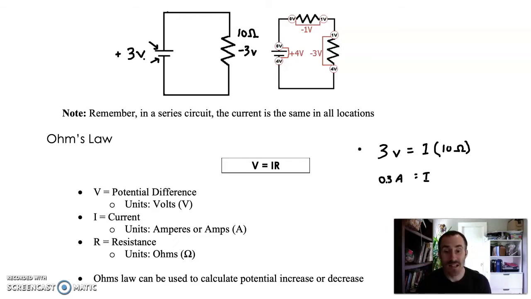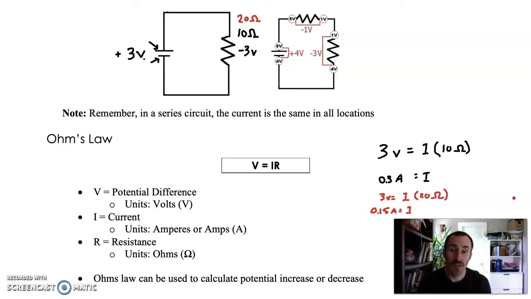Okay, but let's say now, instead of 10 ohms, I make this, let's just do it in red, I make this 20 ohms. I'm doubling the amount of resistance. So now if we do the math, 3 volts is equal to I times 20 ohms. Now if I take 3 and divide it by 20, I end up with 0.15 amps is the current.